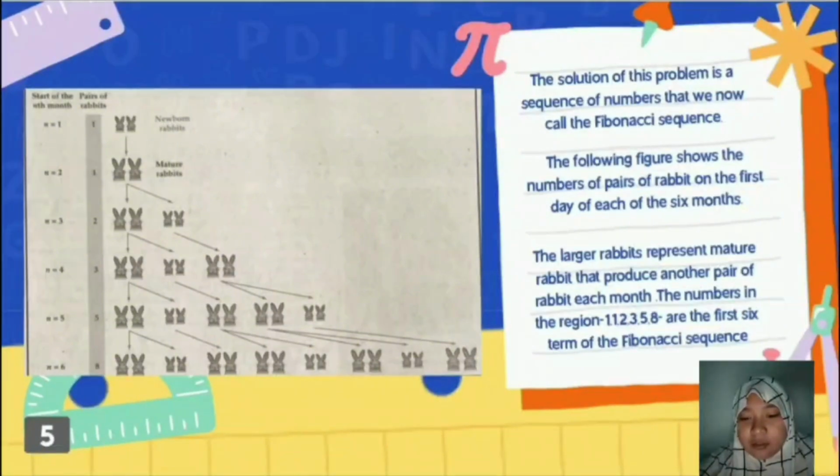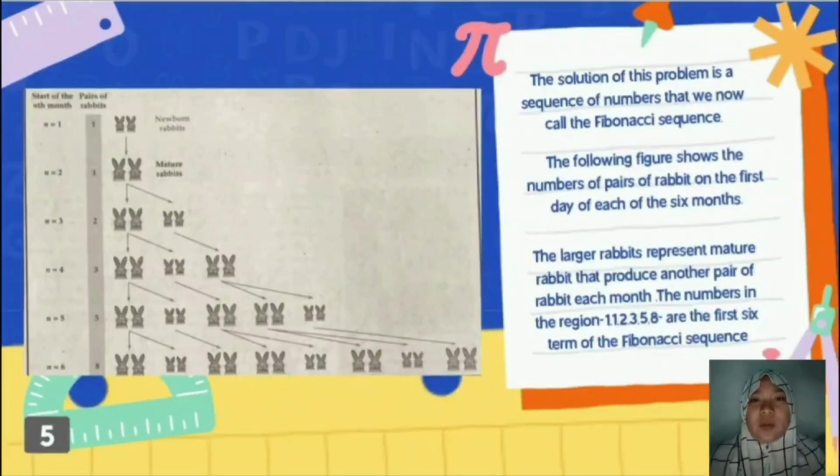At the beginning of a month, you are given a pair of newborn rabbits. After a month, the rabbits have produced no offspring. However, every month thereafter, the pair of rabbits produces another pair of rabbits. So in this slide, this is the statement. Fibonacci created this problem.